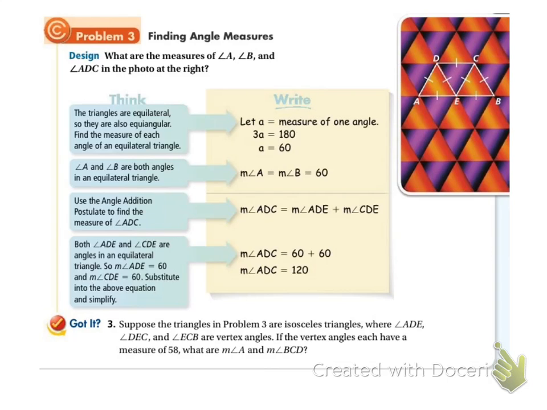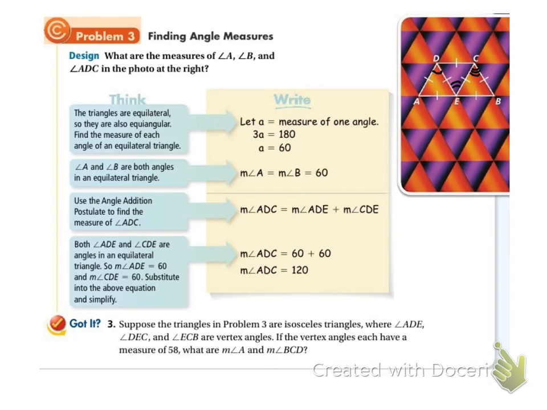Okay, so finding angle measure. Let's try our got it problem here. It says suppose the triangles in problem 3 are all isosceles triangles where angle ADE, so this angle right there, DEC, and ECB are vertex angles. Okay, so those three are all the vertex angles.